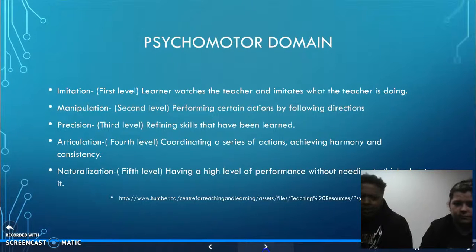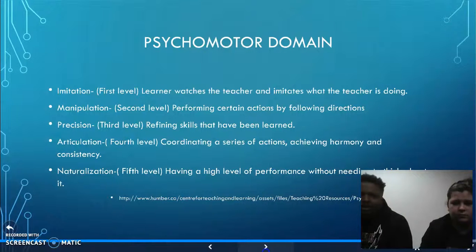Another domain that people really don't know about is the psychomotor domain, which in the PE field is really beneficial to me. Imitation is where the coach or teacher shows the student how it's done and they imitate it. Next is manipulation, being able to perform a skill from just word of mouth directions. Precision is refining what has been learned, with more guided practice, kind of overseen. Articulation is coordinating a series of actions, achieving harmony and consistency.